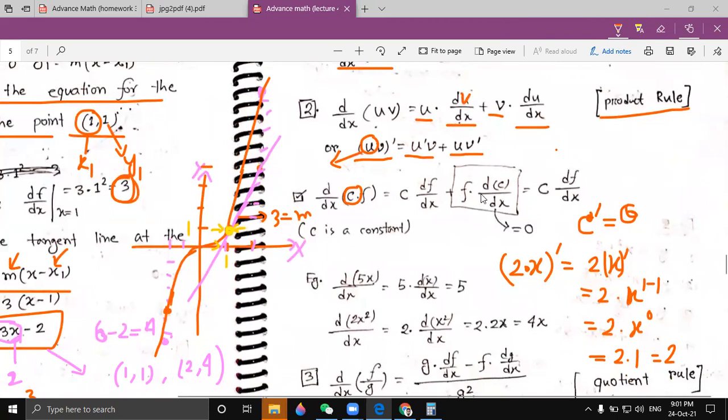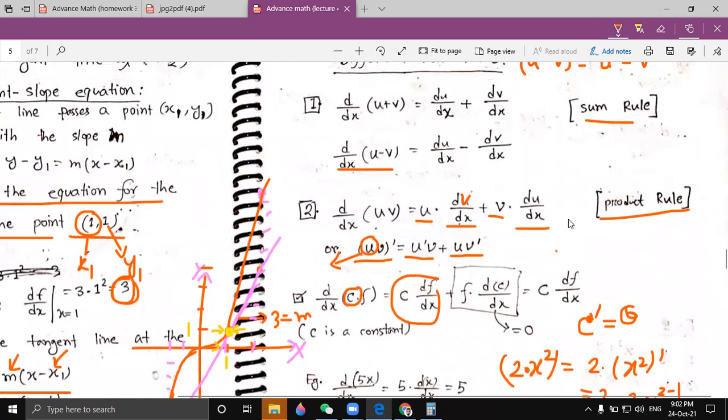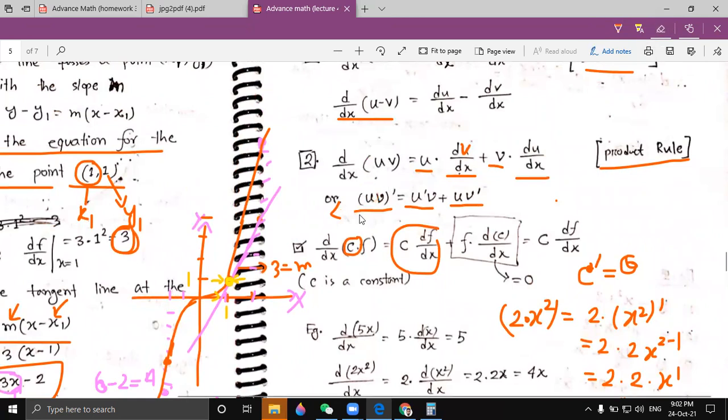So you can see here, if this is something like 2x squared, then what will happen? Then it will become 2 into the derivative of x squared, right? So it will make 2 into x to the power 2 minus 1. So it will make 2 into x to the power 1. That means 4x. Okay? Yes. So this is the product rule. Now let's see the quotient rule.